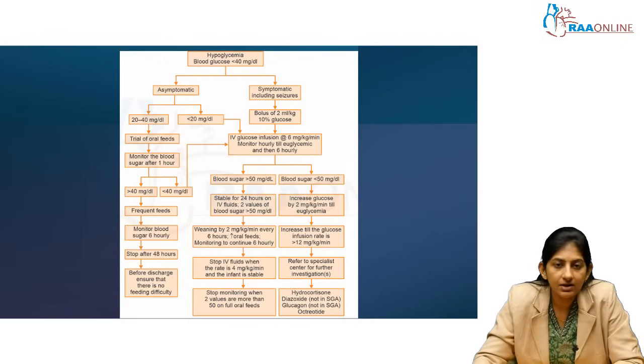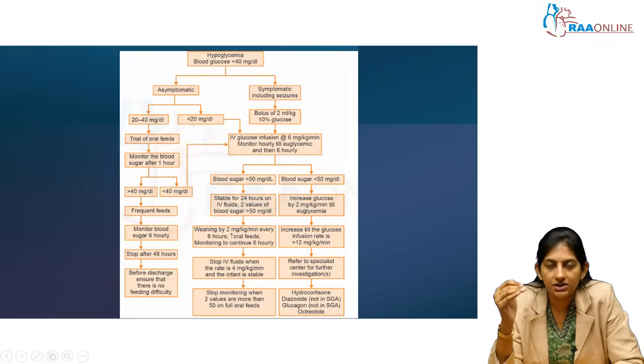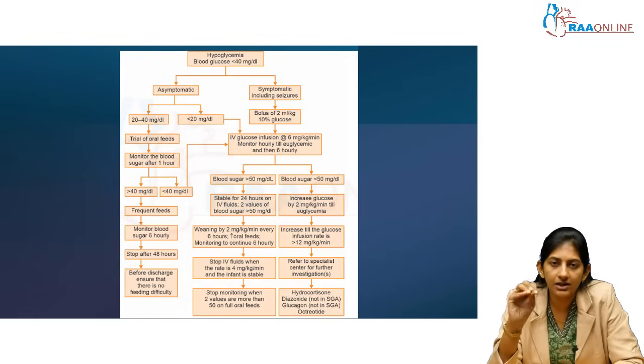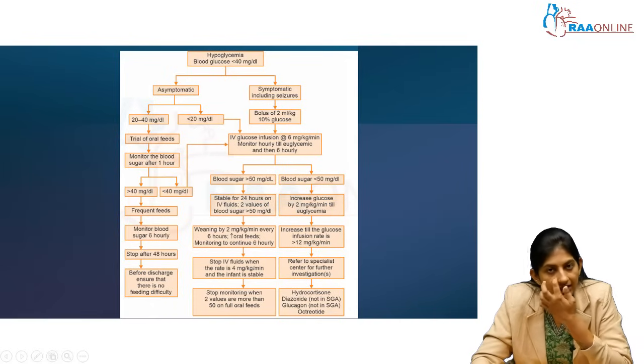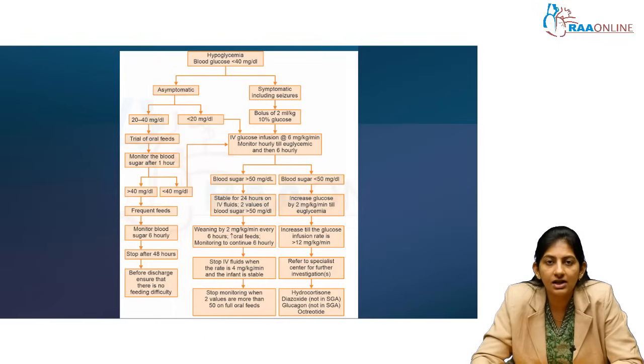So if the baby is symptomatic, say there is some jitteriness, tremulousness, or the baby has presented to you with seizures, immediately, there is no wait and watch for IV. Immediately you give a bolus, 10% dextrose, 2 ml per kg. So you have to start with the bolus. Once you have given the bolus, you are not stopping right there. You have to start your GIR, that is glucose infusion at 6 mg per kg per minute. So GIR at 6 is started, and then monitor the baby every hour.